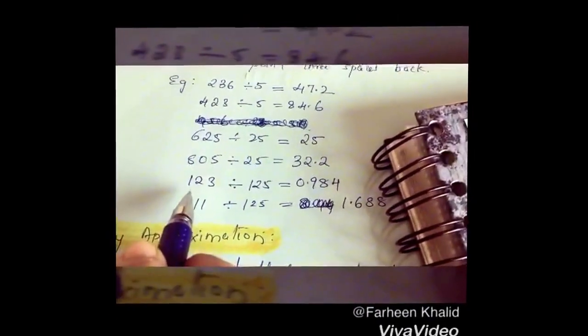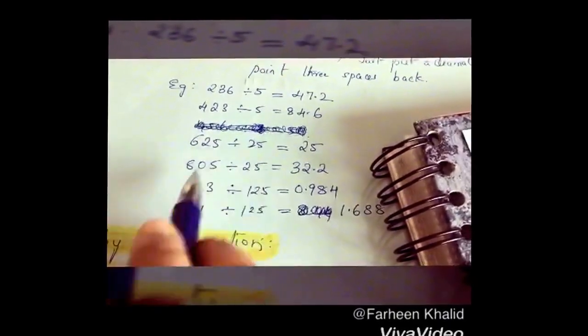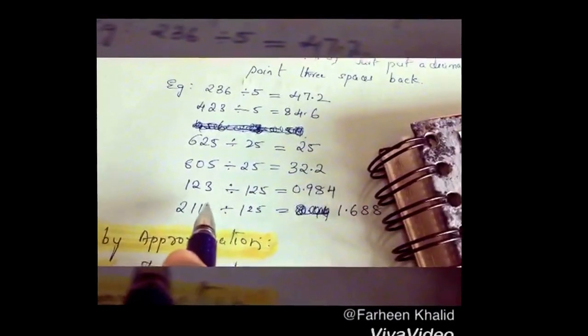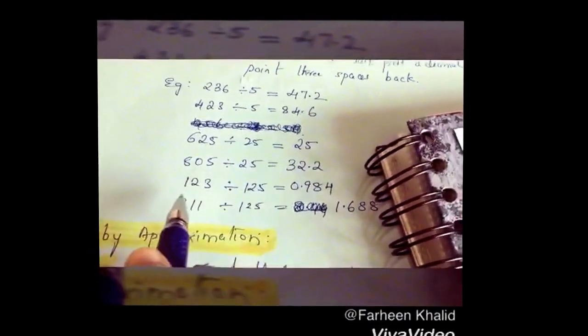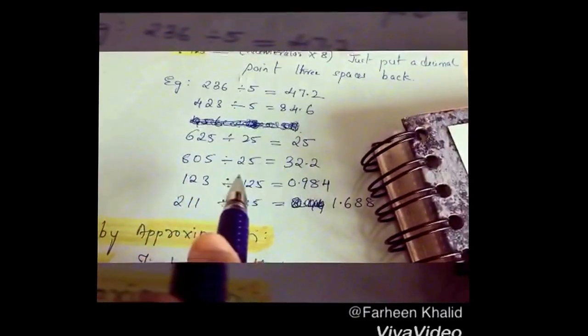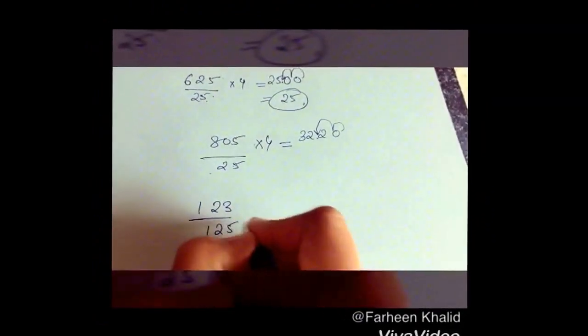If you see these questions, if you have to actually do the proper division to get your answer through the traditional way, it's going to be really lengthy, right? But here it's really easy. Okay, now let's do this. 123 divided by 125. Okay, 123 divided by 125.